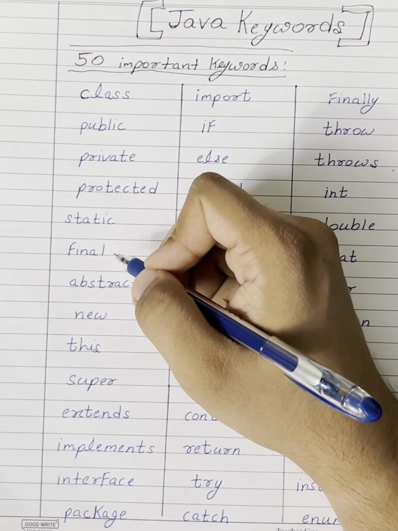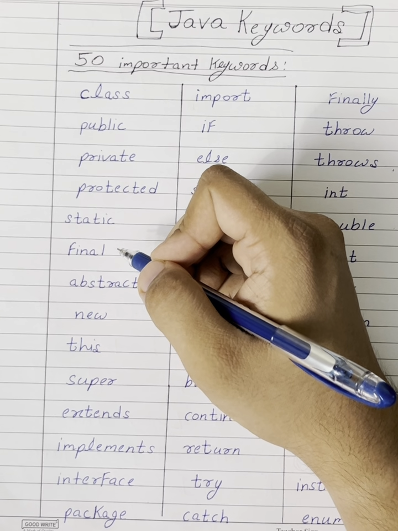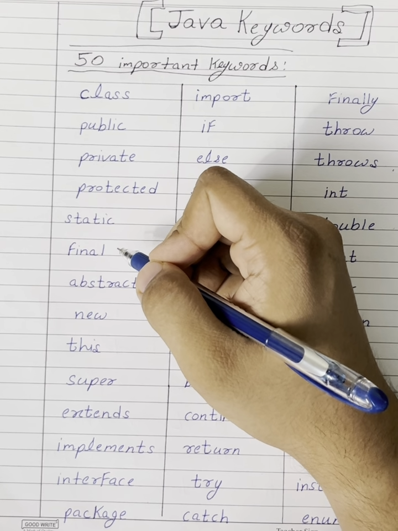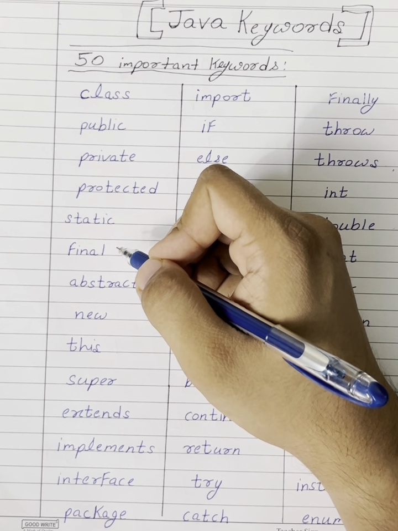This final keyword is commonly used to improve security, it also maintains consistency and protects the important classes or methods from unintended modifications.